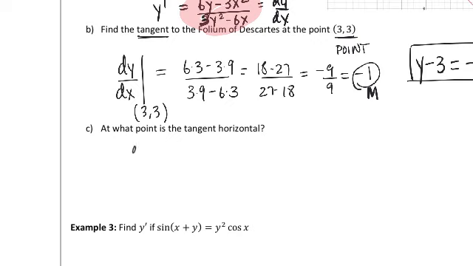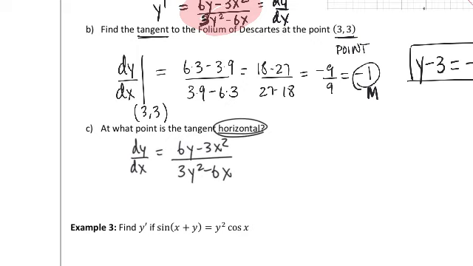So we've got this dy/dx, which is equal to (6y minus 3x squared) over (3y squared minus 6x). We want a horizontal tangent line, which means dy/dx has to be equal to 0. So you take that whole big equation and set it equal to 0, right?